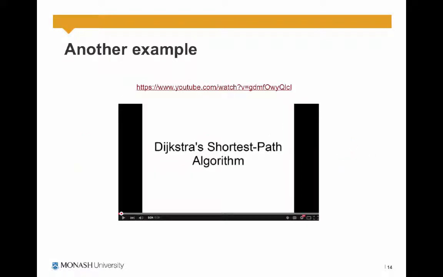I would recommend you to have a look at this YouTube video. It's another example of how the Dijkstra algorithm can be implemented. The first 2 minutes of the video is a description of how the Dijkstra algorithm works, and the rest of the video is an example. I really highly recommend you to have a look at this because it gives you a better picture of how this Dijkstra algorithm works.